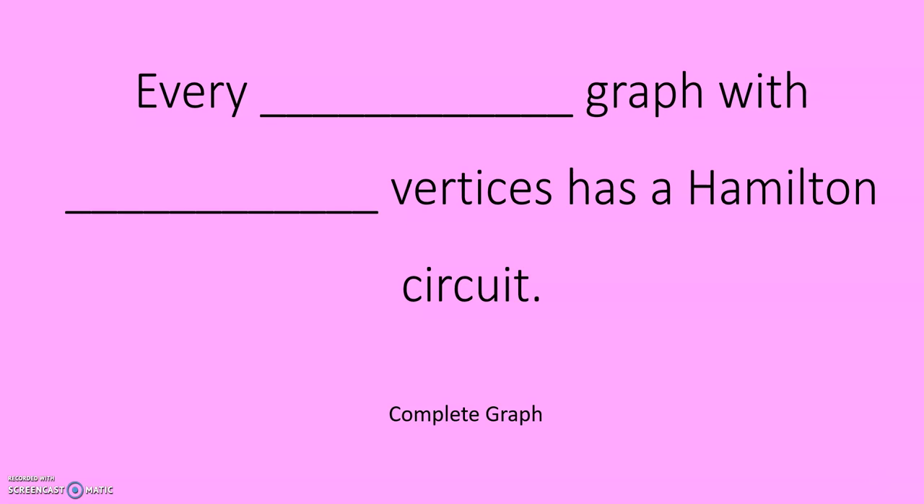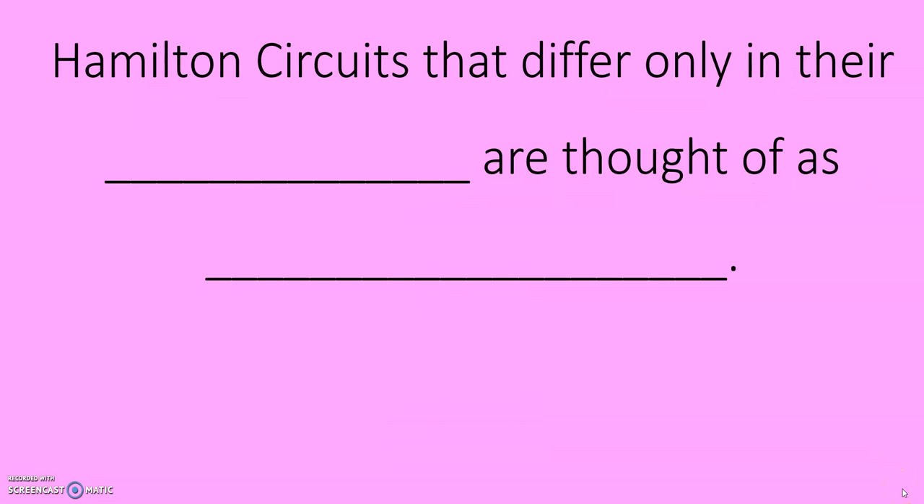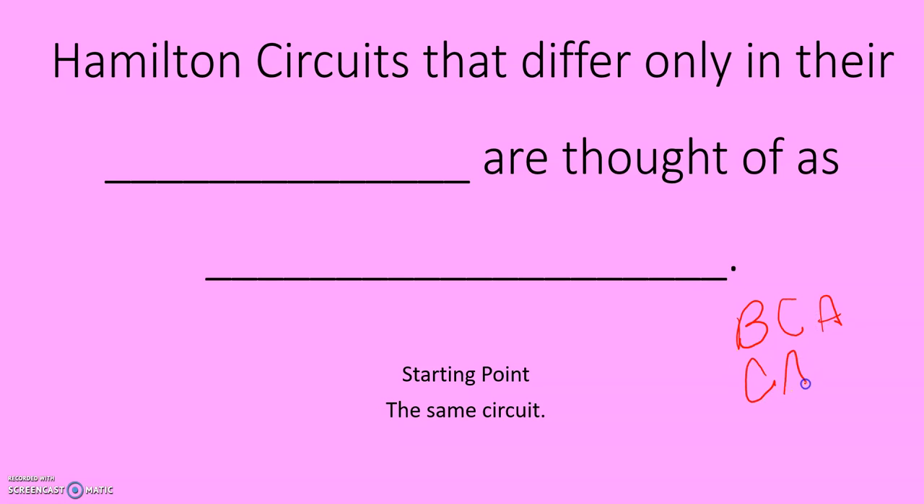Every complete graph with 3 or more vertices has a Hamilton circuit. Remember, a Hamilton circuit is a circuit in a graph that visits each vertex exactly once. Hamilton circuits that differ only in their starting point are thought of as the same circuit. So the circuit BCA is the same circuit as circuit CAB.